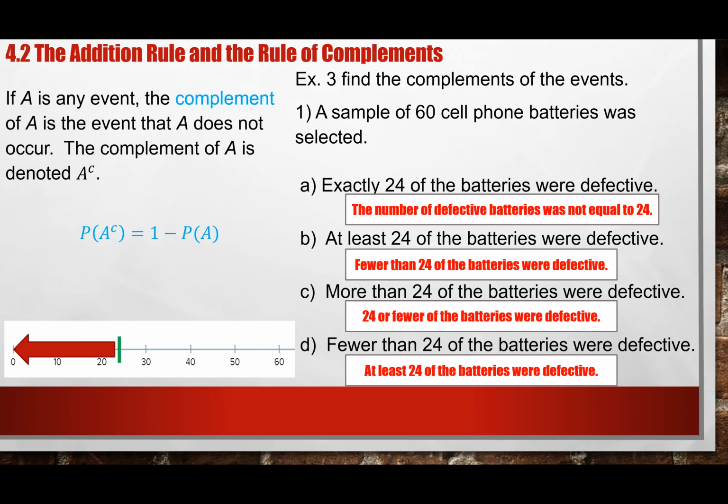I use the number line. I feel that the number line is the best way to explain when we include the endpoint and when you exclude the endpoint. But the idea here is basically the remaining items, the items that you did not include in your event.